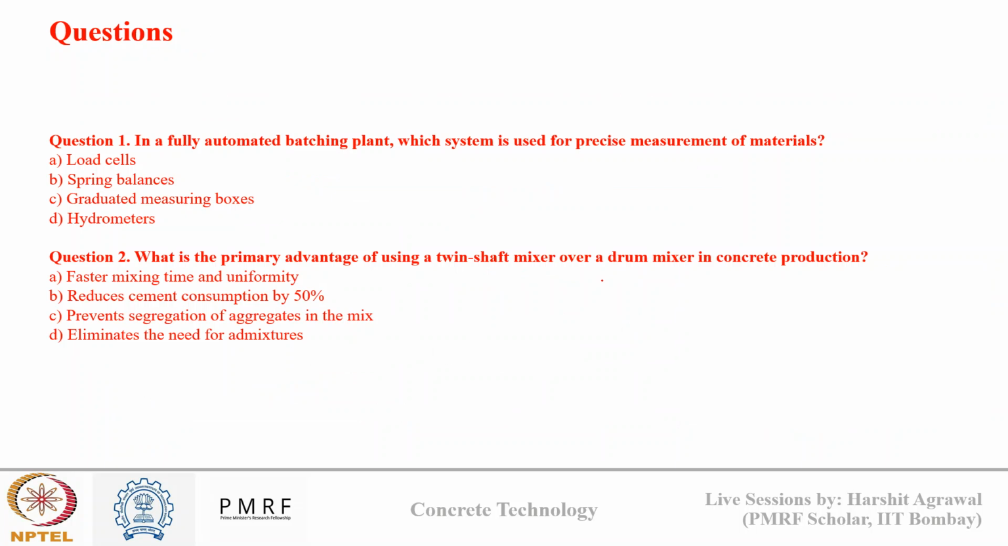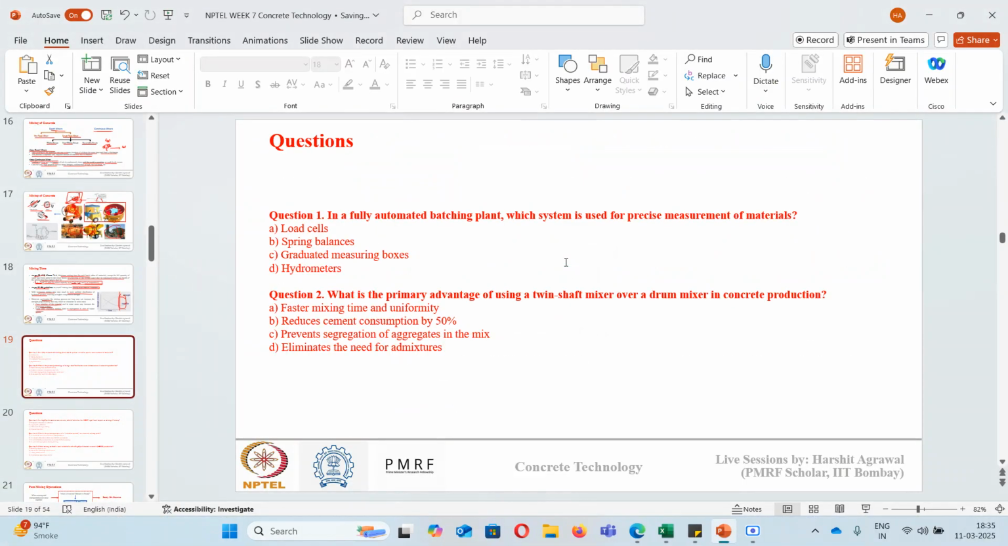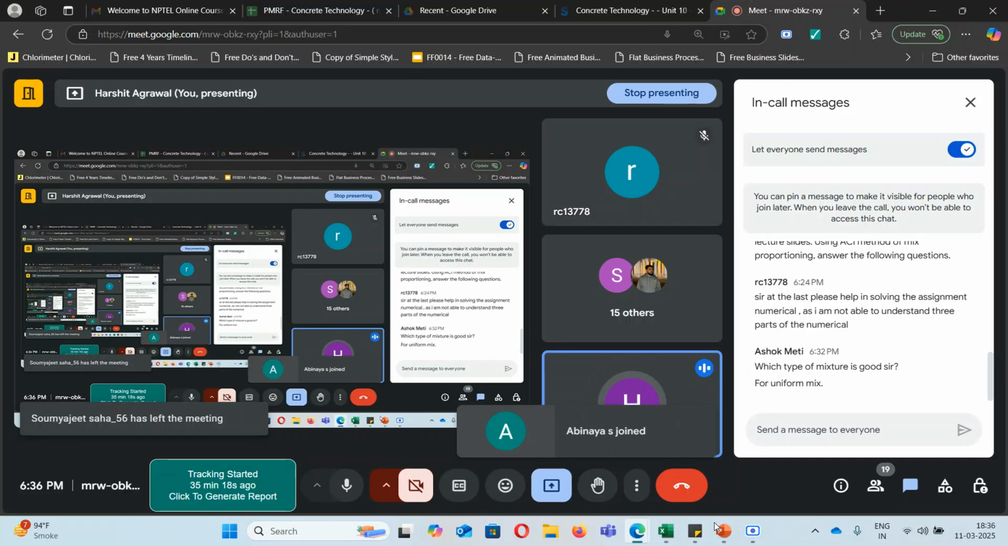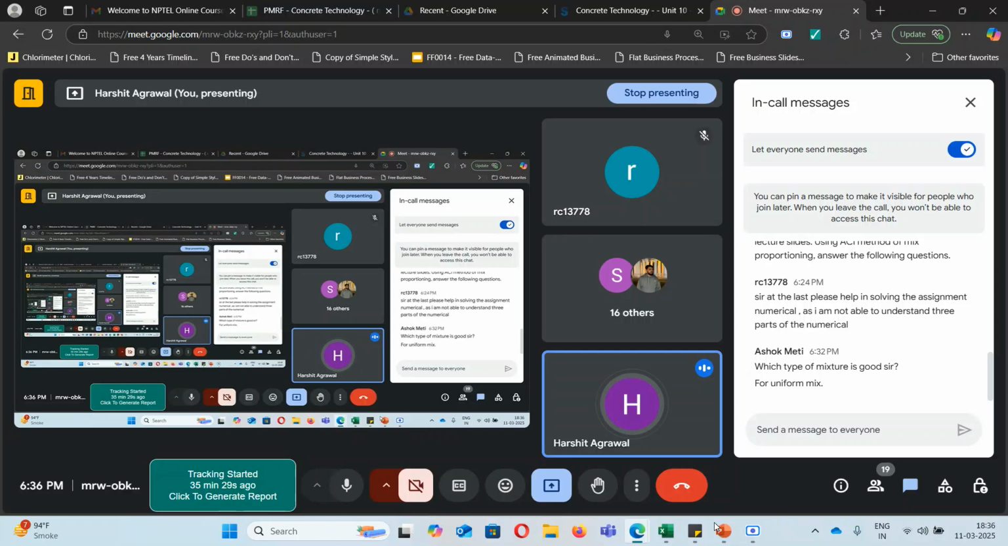Now try to answer these two questions based on batching and mixing, and if you have any doubts in the batching and mixing part, you can ask now. Which type of mixer is good? It depends upon the concrete quality that you are using. It is not like one is good and one is bad, all are good, but it depends upon the aggregate size that we are using, the workability that we want from the mix, and mainly the speed of mixing that we are working at.